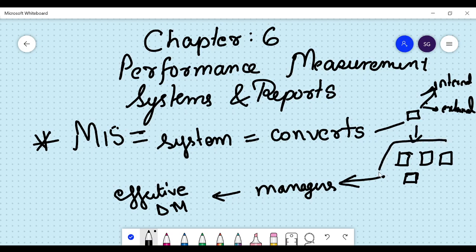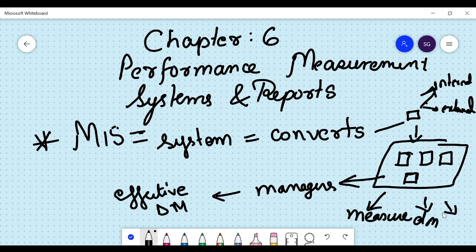The information that is given here helps to measure performance, helps in decision making, and helps to control business.